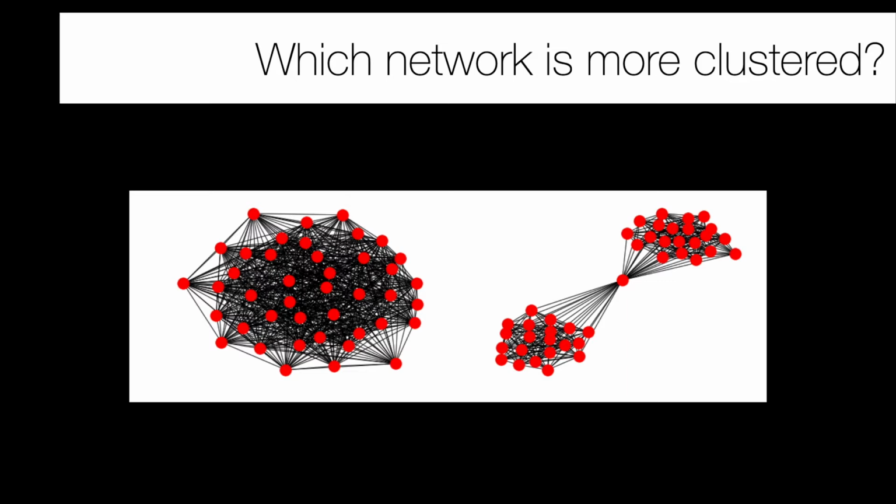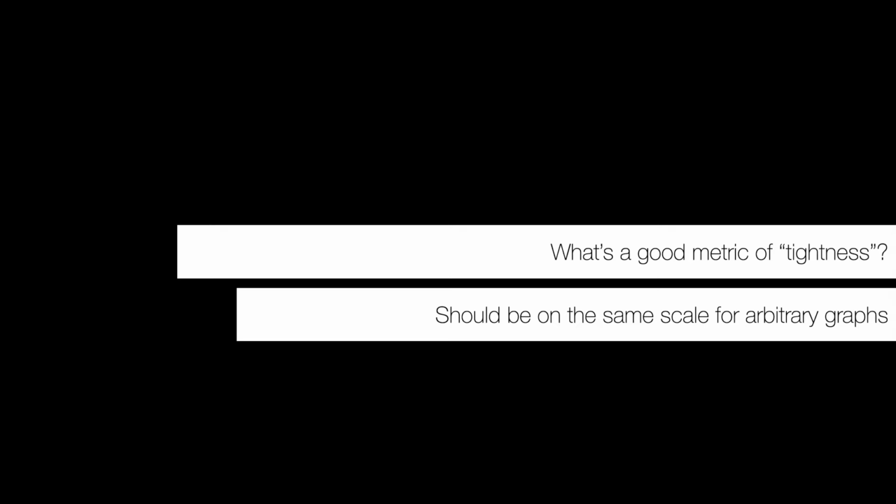So if we go back to this question about what metric allows us to evaluate these two different networks for the degree of clustering we find, what does it mean to have a good metric for clustering? If we want to describe this idea of tightly clustered or high clustering, what should we need?